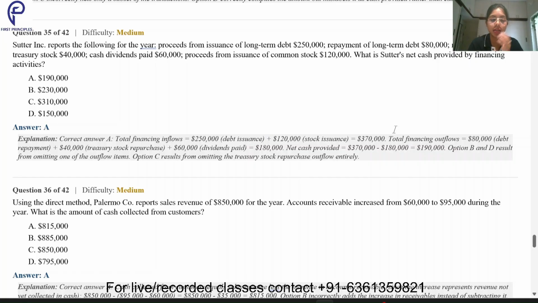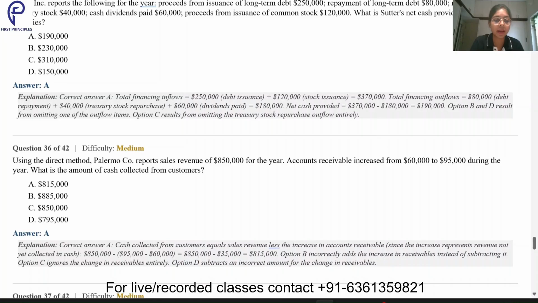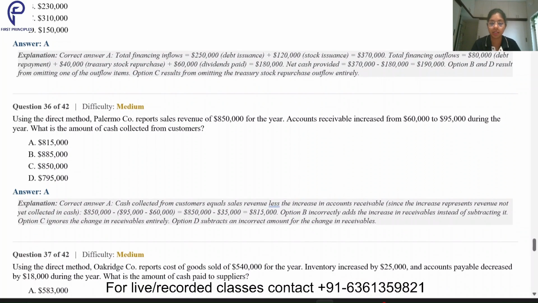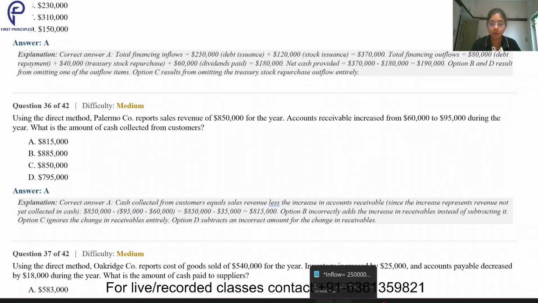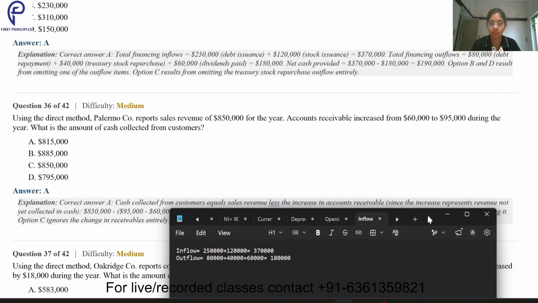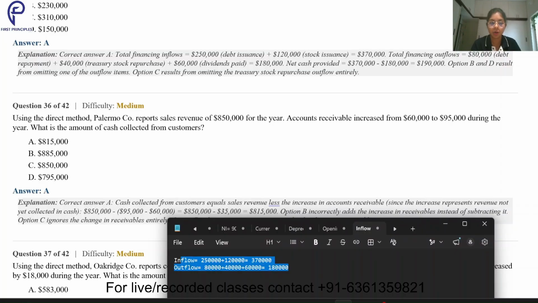Okay, question number 36. Using the direct method, Palmero Company reports sales revenue, and accounts receivable increased from this to this during the year. What is the amount of cash collected from the customers? Very good question, very important question. Let's do it. I'll open my this. Okay, now what is happening? Cash collected from customers.